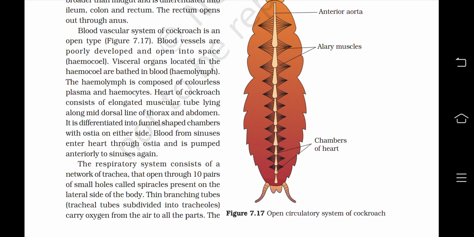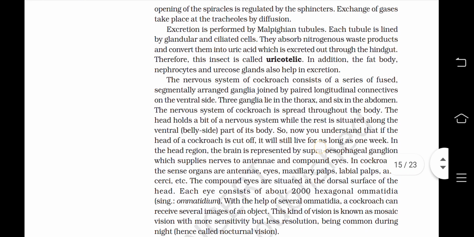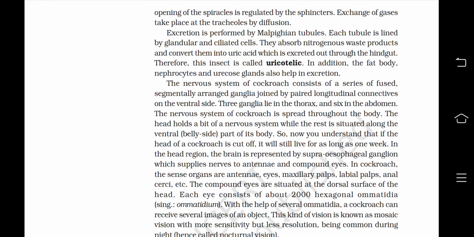The respiratory system consists of a network of trachea that open through 10 pairs of small holes called spiracles present on the lateral side of the body. Thin branching tubes or tracheal tubes subdivided into tracheoles carry oxygen from the air to all the parts. The opening of the spiracles is regulated by sphincters. Exchange of gases takes place at the tracheoles by diffusion.